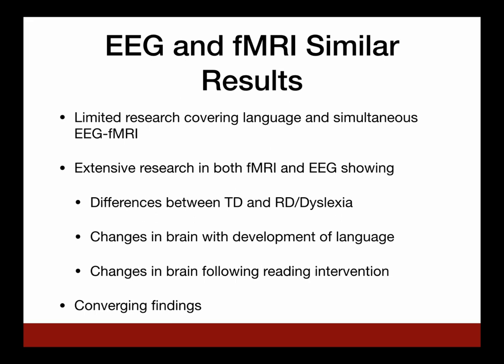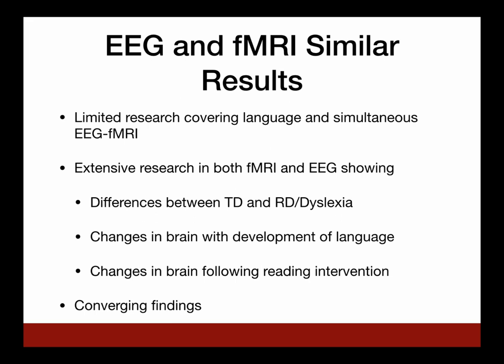Okay. So briefly, there are differences between typically developing individuals and those with reading disabilities and dyslexia. This has been documented in both EEG and fMRI. There are changes in the brain with the development of language, whether you're testing kindergartners before they learn how to read and then second graders after they've learned the basics of reading.